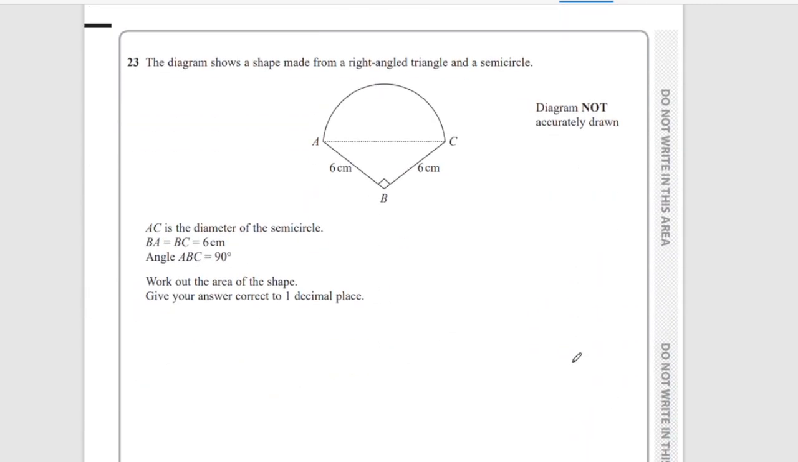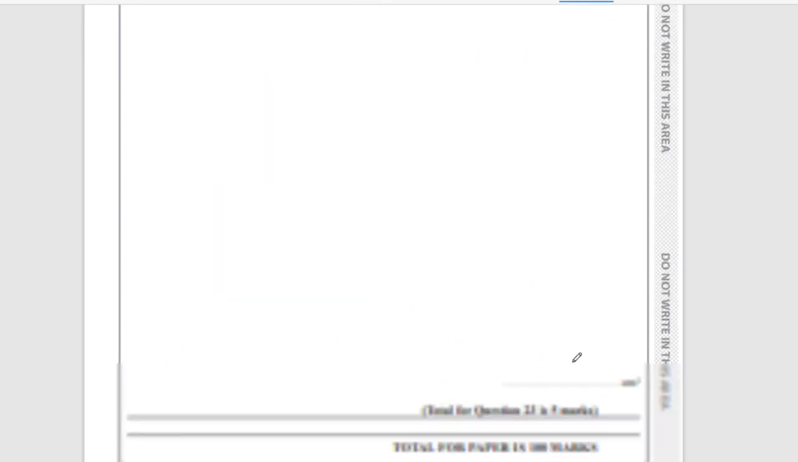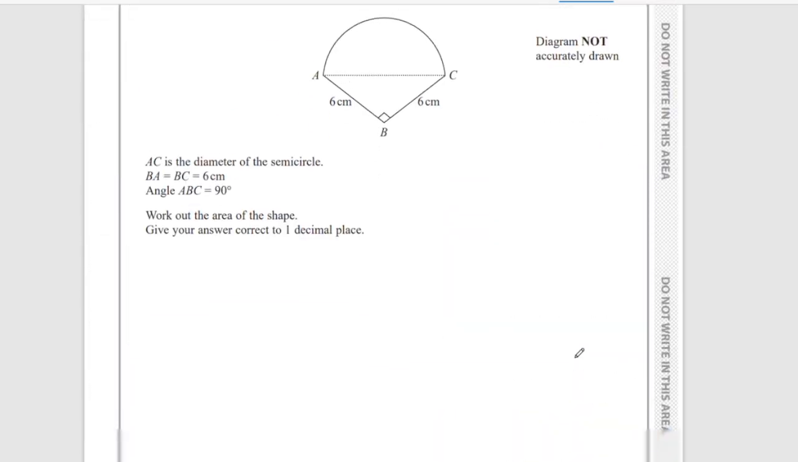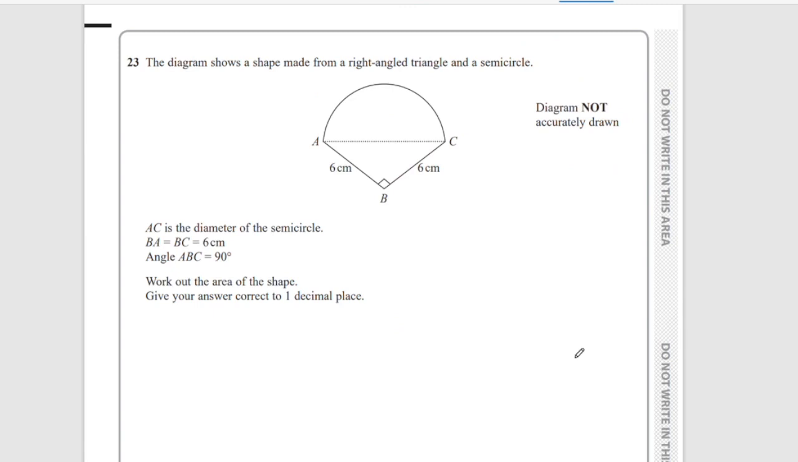Now comes to the last question. I think this is the last question. The diagram shows a shape made from a right angle triangle and a semicircle. AC is the diameter. BA is equal to BC. Angle ABC is 90 degrees. Work out the area of the shape. Give your answer to 1 decimal place. Let's do it.